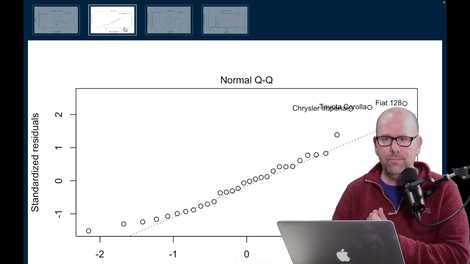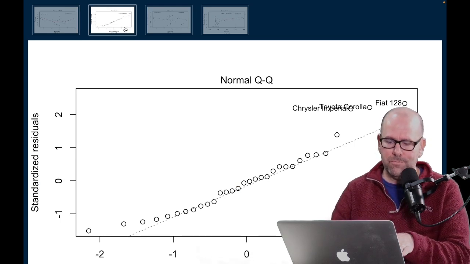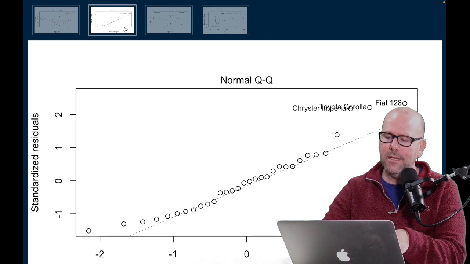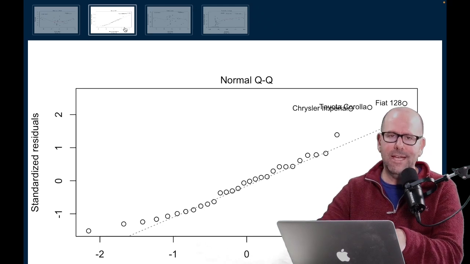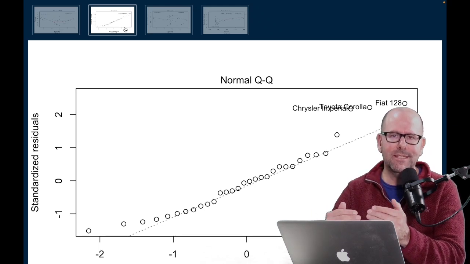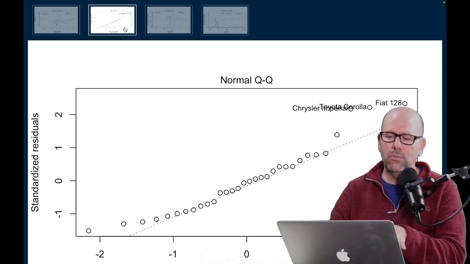Now, what is a QQ plot? Just briefly, what you're looking for is for the points to go along this diagonal line, and that suggests that yes, this is normally distributed. But what does this mean?